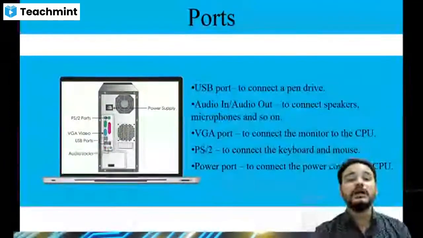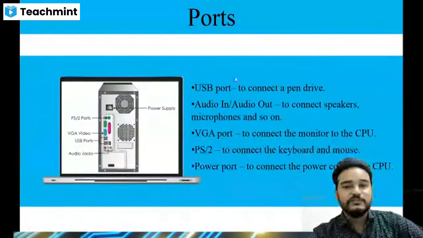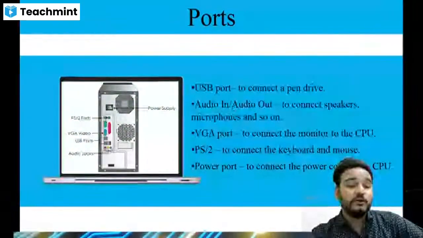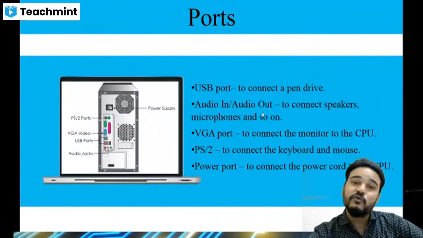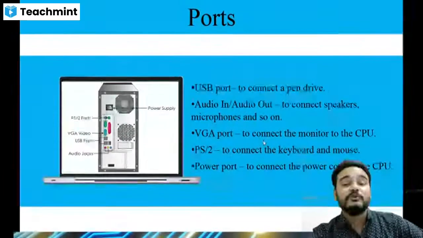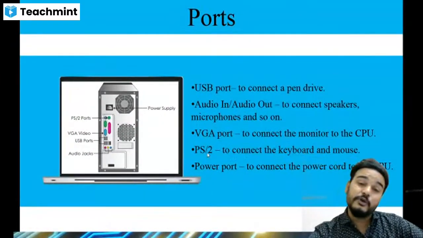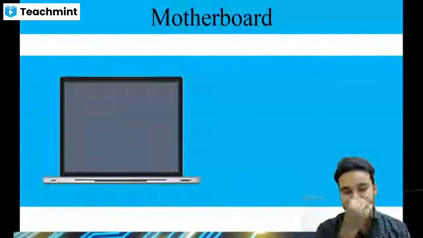So which ports are there? The first one is the USB port, which is used to connect a pen drive. The second is audio in or audio out. This is the audio jack or aux cable where we can connect our microphone and speaker. Then we have the VGA port that is used to connect your monitor. Then we have the PS2 port that is used to connect keyboard and mouse. And the power supply connector is used to connect your power cable to your CPU.